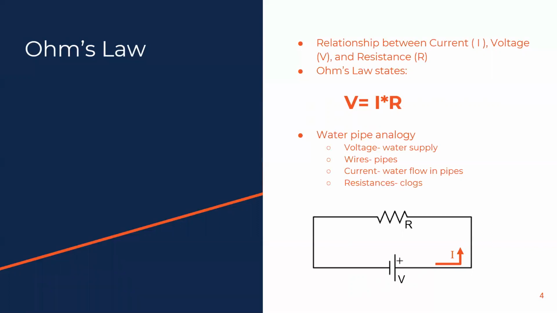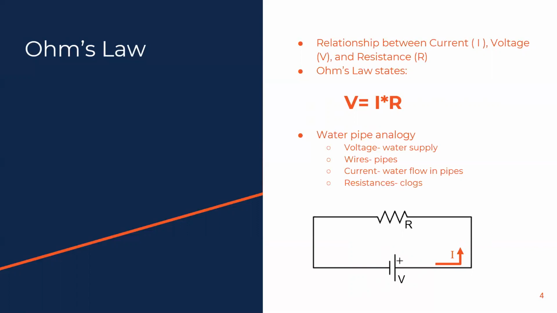And resistance can be thought of as clogs in the pipes, or as very small diameter pipes. It's very hard to push water through pipes when the diameter is small. So Ohm's law states that the voltage is equal to the current times the resistance. We can invert this relationship and get that the current is equal to the voltage divided by the resistance.